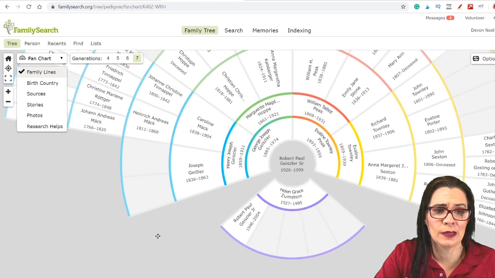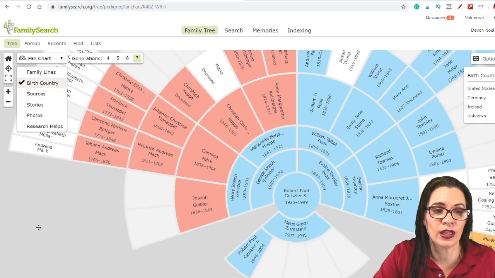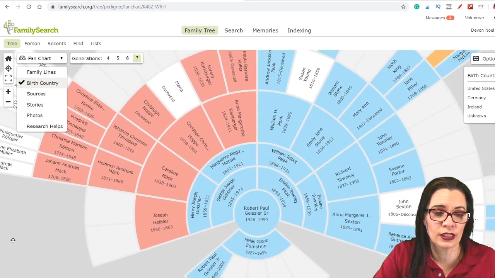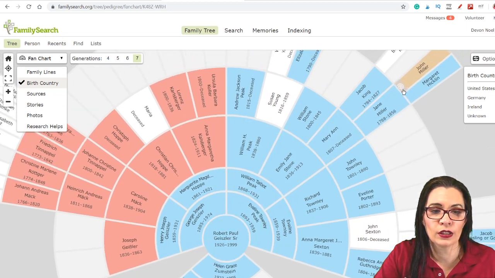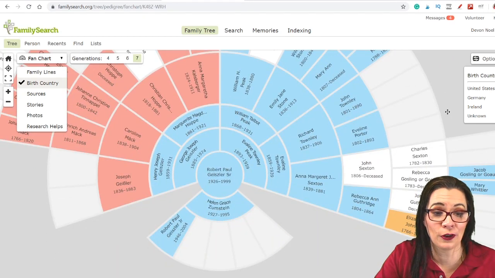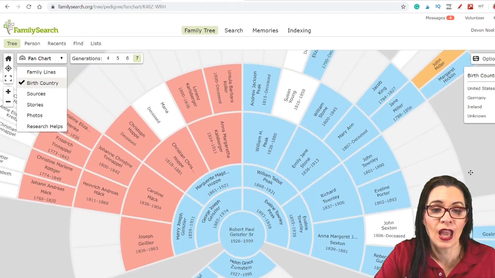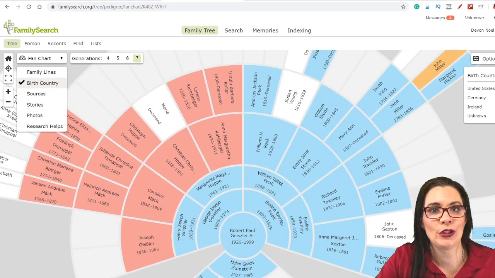FamilySearch really makes this fan chart go up a notch because now I can switch to birth countries. And so everyone who is blue was born in the United States, who is yellow, this creamy gold, is Ireland. Wow, I have 2 Irelands on here that I didn't realize before. I have this pink, and those are my German, and then the whites, no one knows just yet.